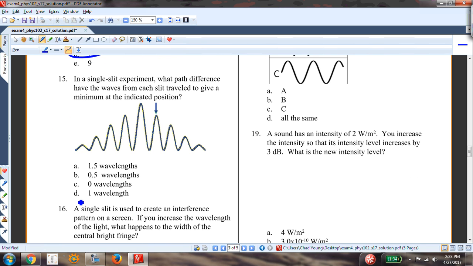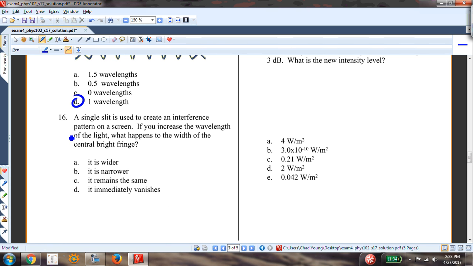Single slit experiment, what path length difference gives us this? That's going to be 1 wavelength. I use a single slit to create an interference pattern. If I increase the wavelength, what happens to the width of the central bright fringe?